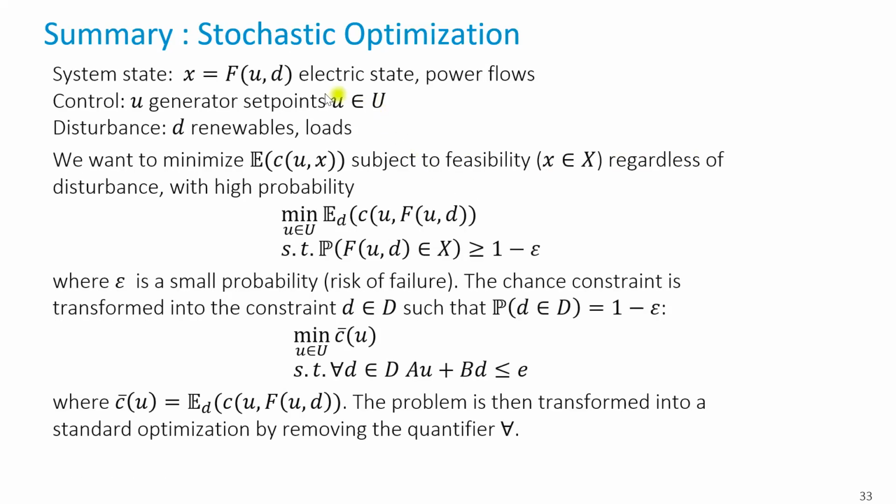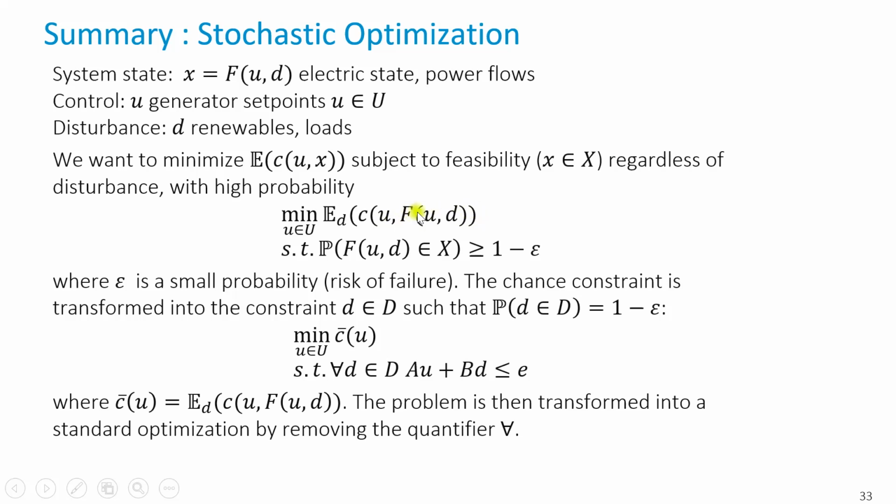So in summary, when we do stochastic optimization, we have a system state that depends on the control and the disturbance. We want to minimize the expectation of the cost subject to feasibility. The feasibility is expressed typically by constraints on the system state. And this has to be true for all values of the disturbance with a high probability, which gives this formulation. Minimize over the control variable the expectation over the disturbance of the costs, that depends both on the control variable and the disturbance. In theory, that's how we write it.